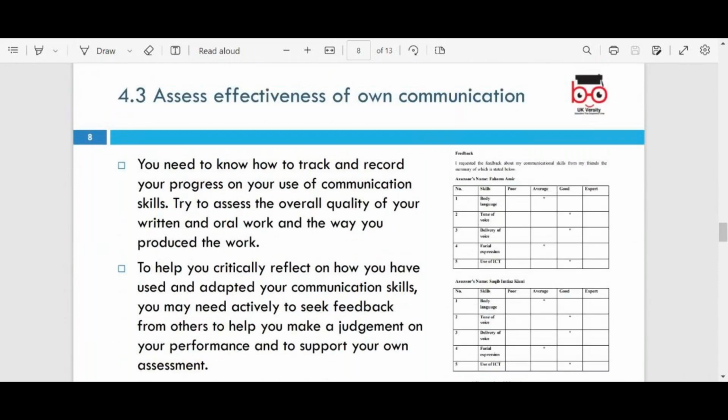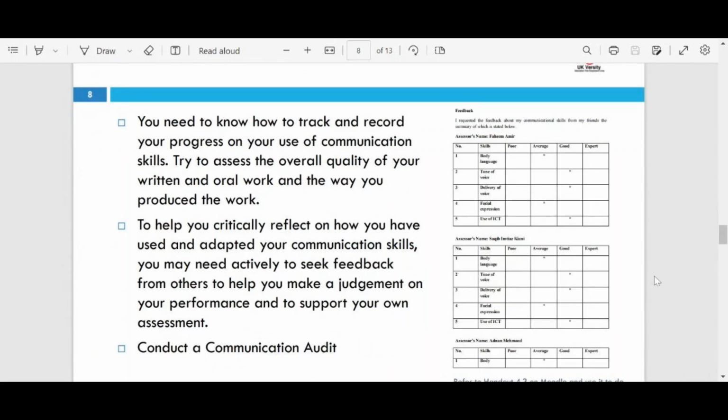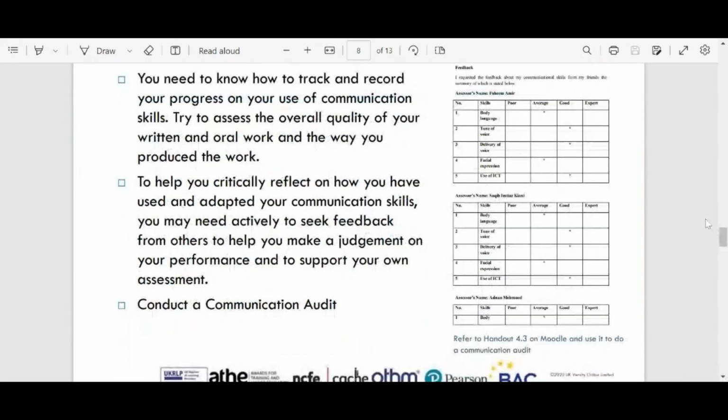Okay. 4.3, assess the effectiveness of your own communication. You need to know how to track and record your progress on the use of communication skills. Try to assess the overall quality of your written and oral work and the way you produce your work. To help you critically reflect on how you have used and adapted your communication skills, you may need to actively seek feedback from others to help you make a judgment on your performance and to support your own work. So these are some ways to conduct a communication audit.